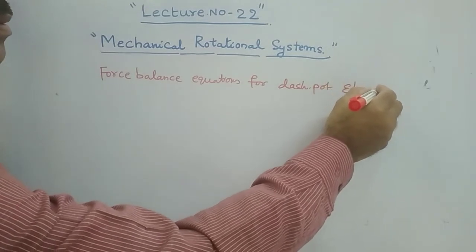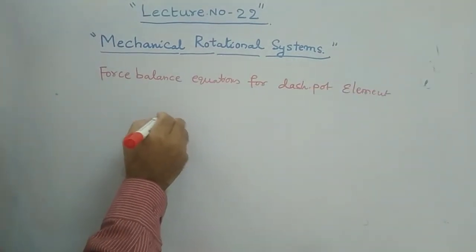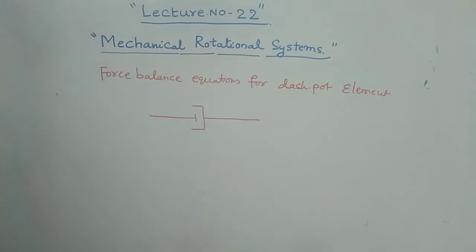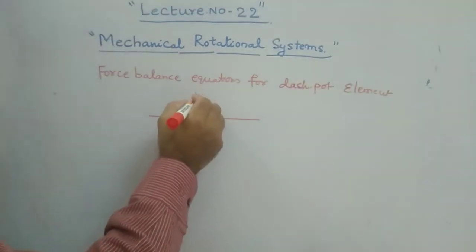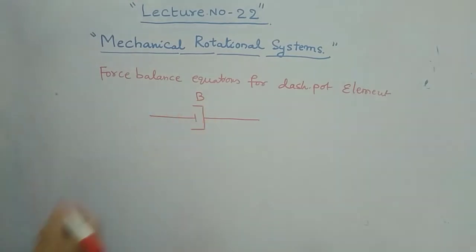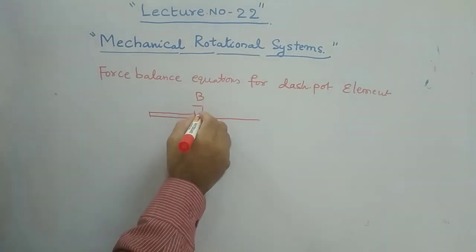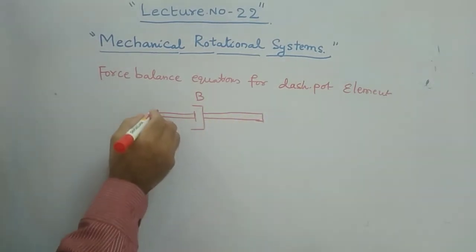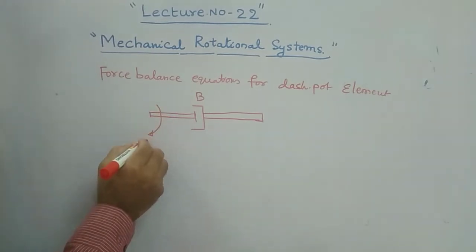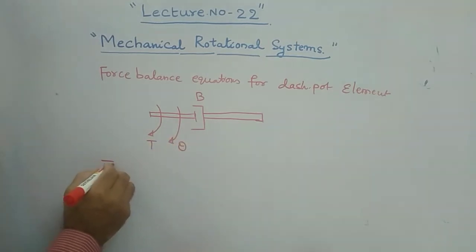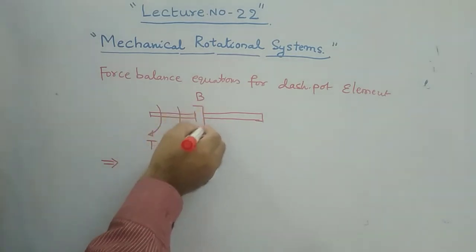Dash pot element. That is the same as we have seen in the mechanical translational system. Here also it is represented by the capital letter B. This is your applied torque, and this is your angular displacement. For the dash pot, the same rule applies here also, nothing differs actually. So this is the dash pot element basically.